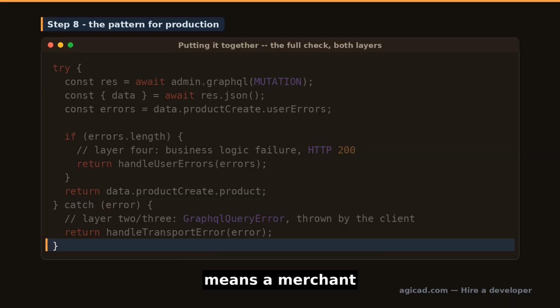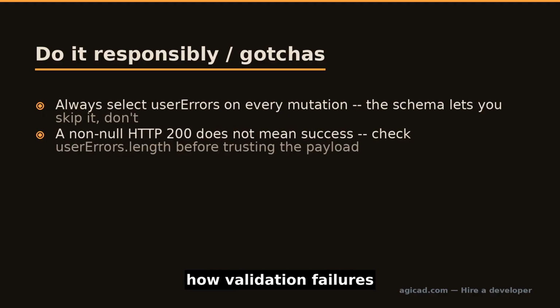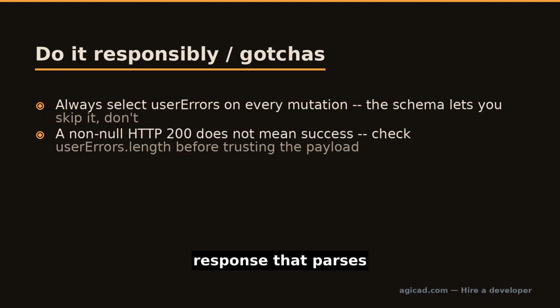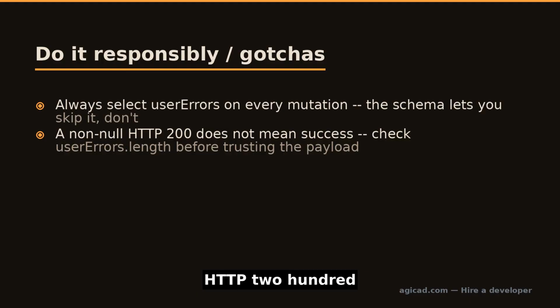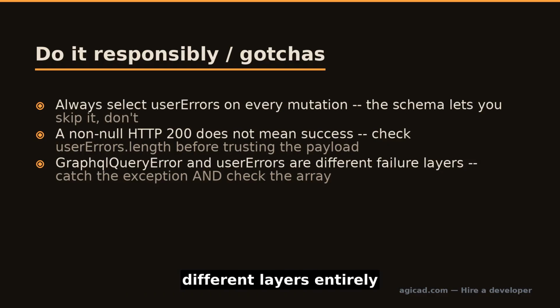The recurring mistakes, gathered in one place. Always select userErrors on every mutation you write. The schema will happily let you omit it, and that's exactly how validation failures go unnoticed. A response that parses cleanly and returns HTTP 200 does not mean the mutation succeeded. Check userErrors.length before you trust anything else in the payload. Remember, GraphqlQueryError and userErrors are different layers entirely. Catch the thrown exception for transport and query level failures, and separately check the array for business logic failures. You need both, not one or the other.